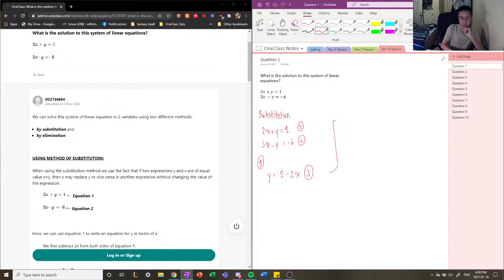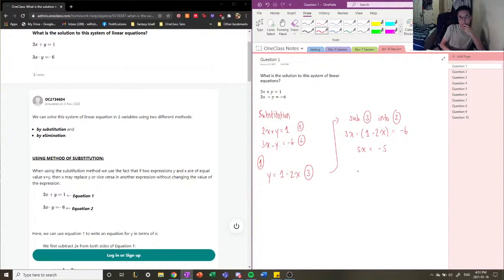So now, we're going to sub equation 3 into equation 2. Okay? And what I mean by sub is that we're going to take y, which equals 1 minus 2x, and sub it into 3x minus y equals negative 6. And particularly, I'm going to sub it in for this y here. Right? So now we have 3x minus (1 minus 2x) equals negative 6. And if I were to simplify and isolate for x, this is what we will get. We'll get 5x equals negative 5.